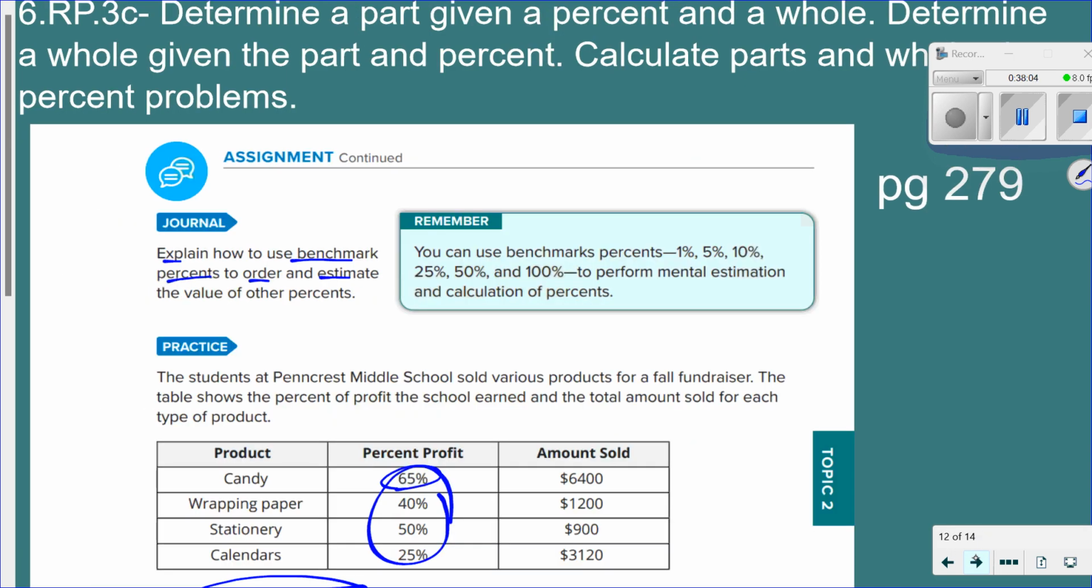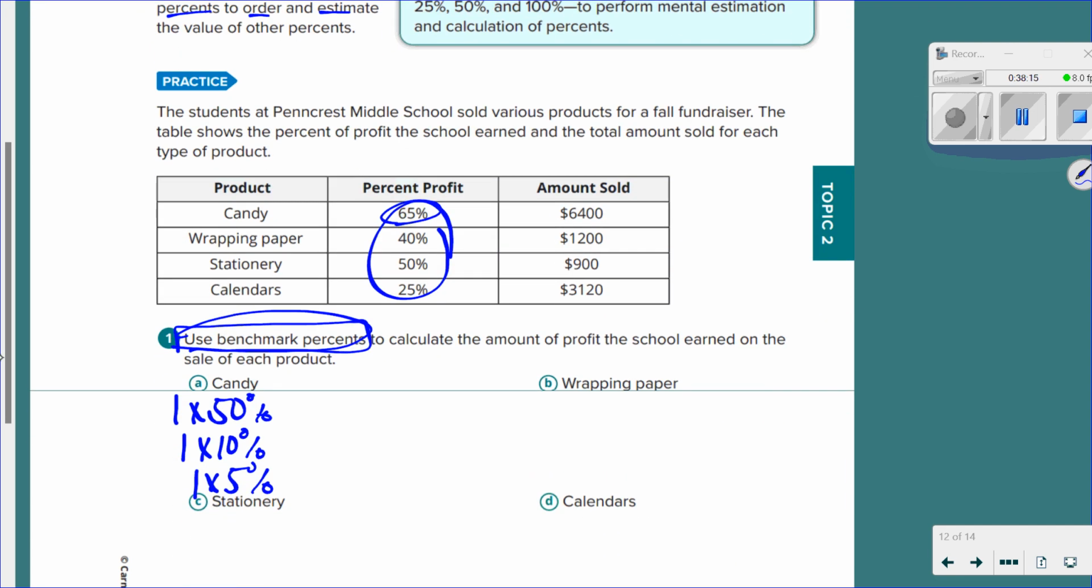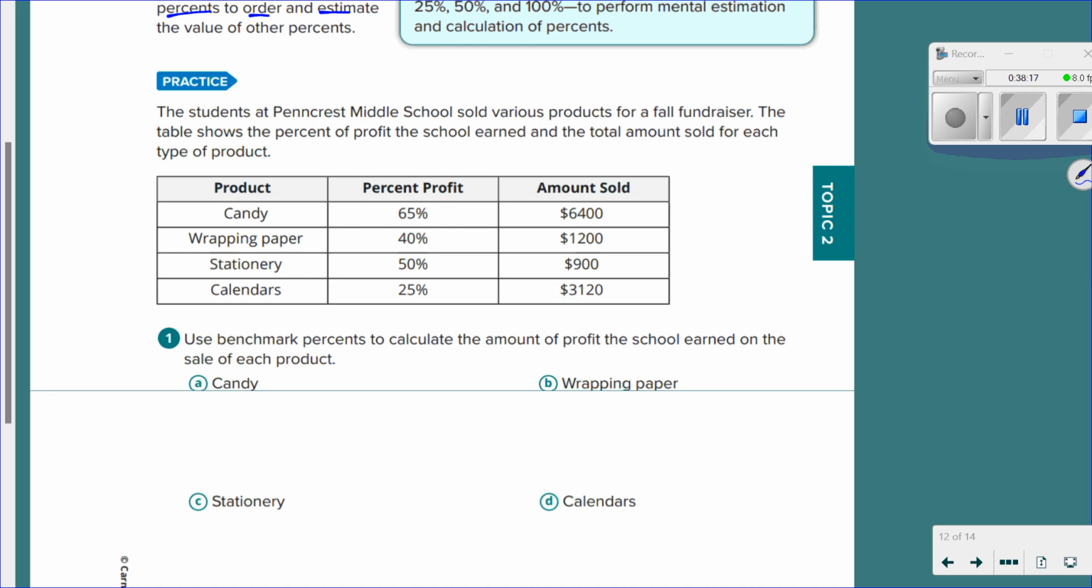Quit talking. We're on 279. Explain how the benchmarks work in order to estimate the values. Guys, it's just getting you close. Here's where it's going to get a little tricky. So let me erase that. That was from last class. So use your benchmarks to find the amount. So what you're going to do is take the percent off of here, 65% for candy, right? And I'm going to say, okay, well, that's 6 tens and 1 5, correct?